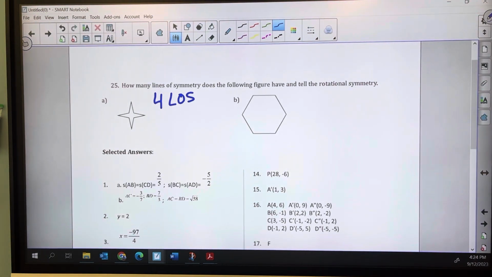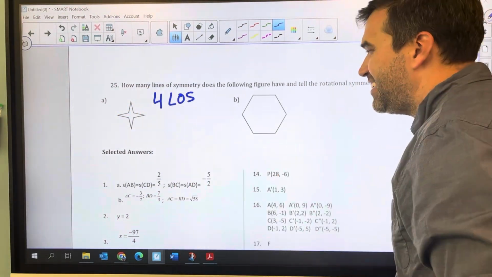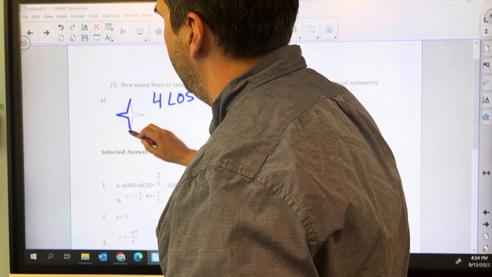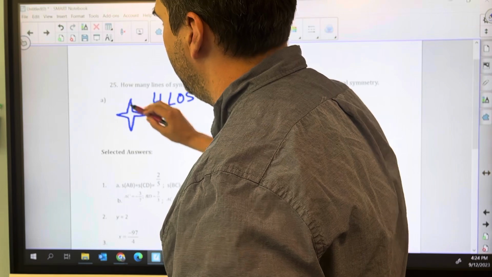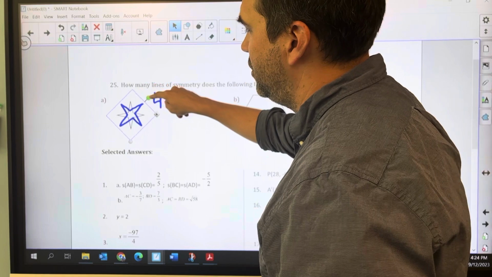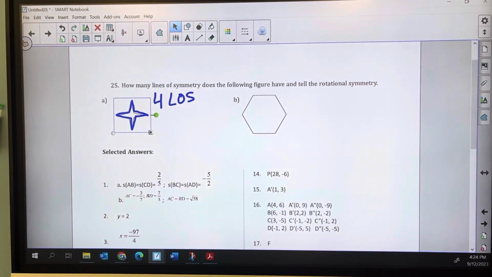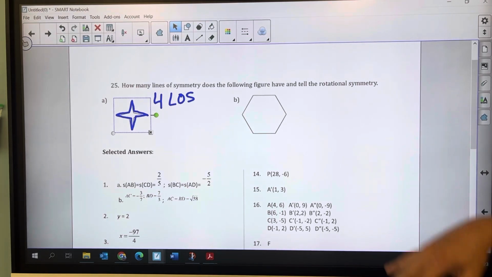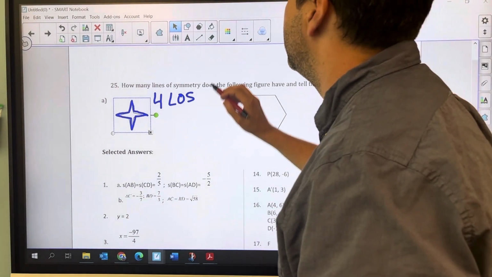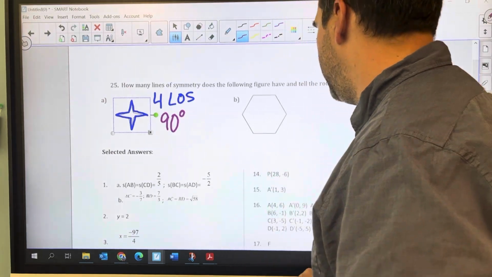Now the rotational symmetry. How far can we turn it before we line up with itself? Again, because I have a smart board here, I can't turn the paper. I can instead make a sketch and turn that sketch. And when I turn it a quarter of the way, it lines up with itself. 360 degrees is a full circle. So 1/4 of the circle is 90 degrees. So this is a 90-degree rotational symmetry.